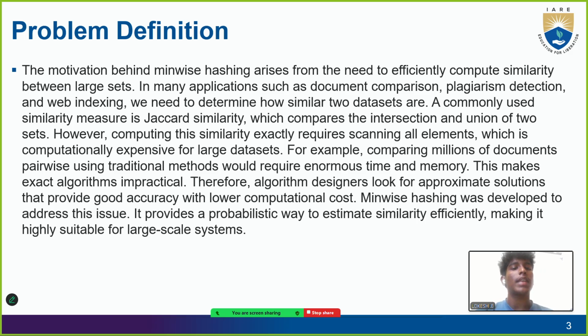This makes exact algorithms impractical. Therefore, algorithm designers look for approximate solutions that provide good accuracy with a lower computational cost. Minwise hashing was developed to address this issue. It provides a probabilistic way to estimate similarity efficiently, making it highly suitable for large-scale systems.